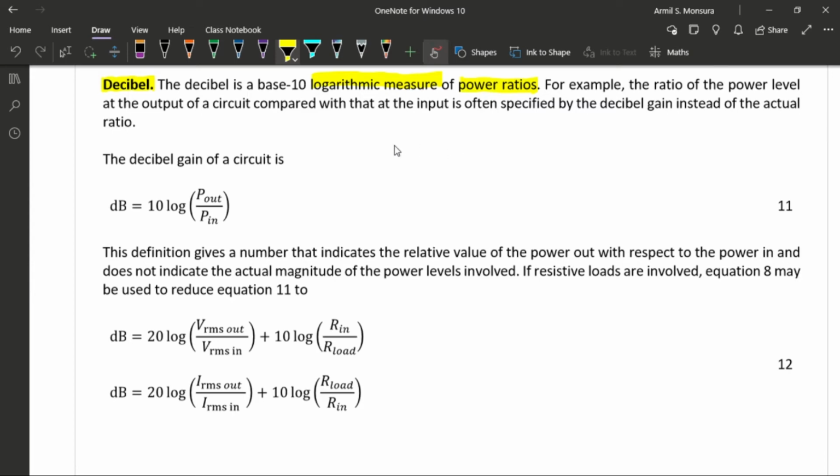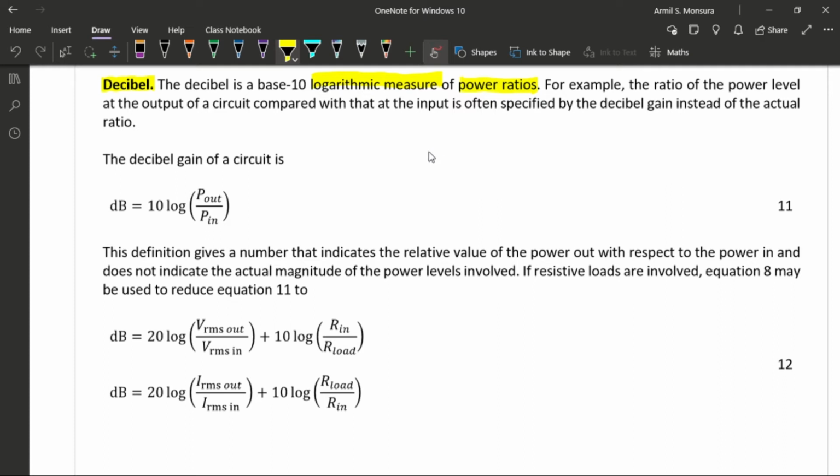Okay? So decibel is the unit that we use to compare, okay, the logarithmic difference of powers, okay, between two points in your system.